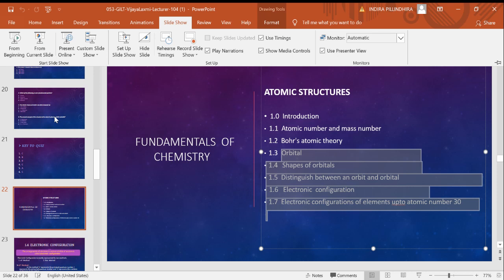Different models were put forward by different scientists like Dalton, J.J. Thomson, Rutherford, and finally Niels Bohr. The Niels Bohr model is explained by his postulates, and that theory also has some merits and demerits. So we have seen all those topics in our previous video. Now, in continuation of that, we will move to the next slide.